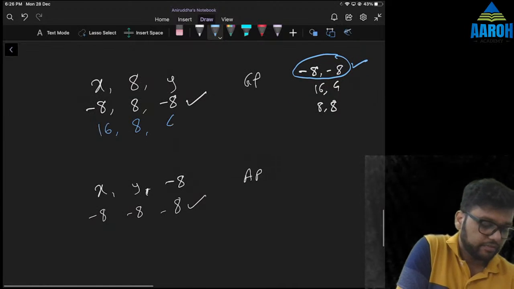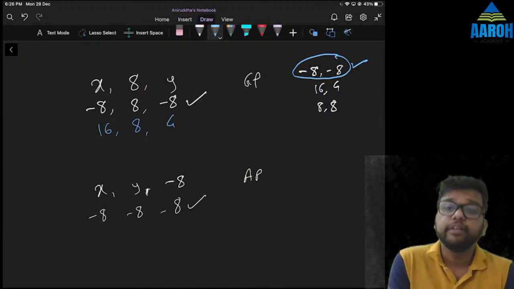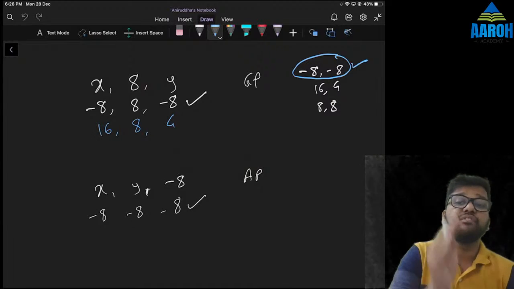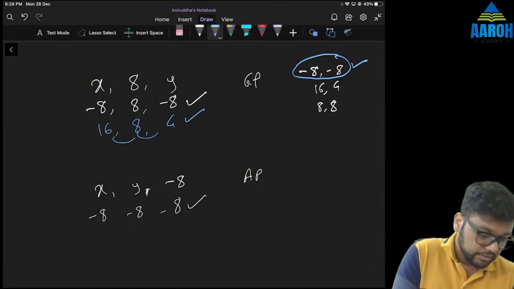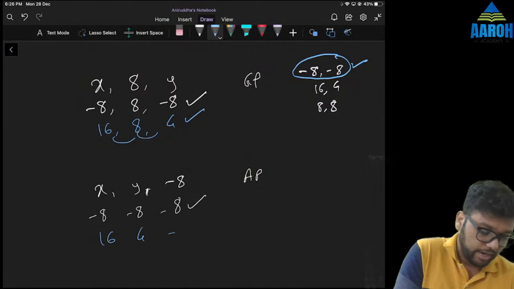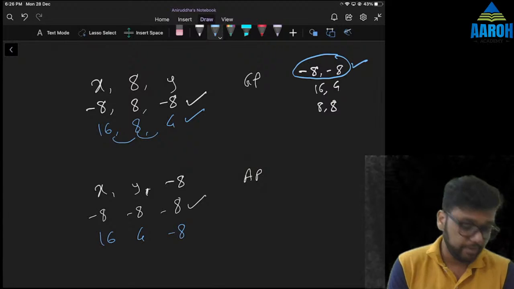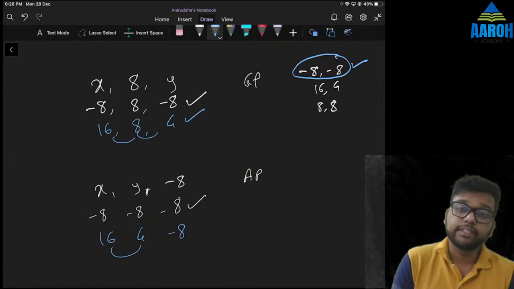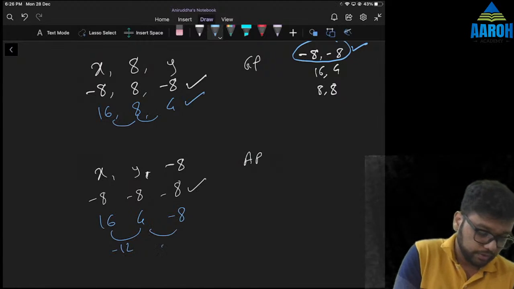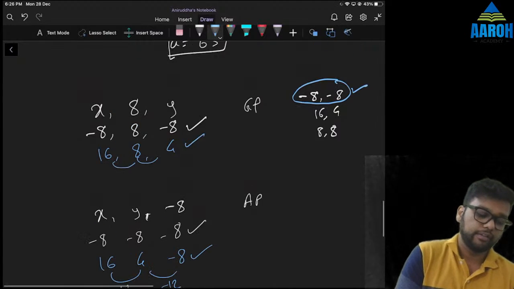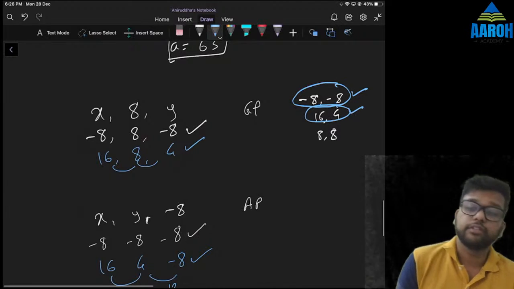16, 8, 4. Is this in GP? Yes, because it is becoming half half. Right? 1 by 2, 1 by 2. And 16, 4 and minus 8. Is it in AP? 4 minus 16 is how much? Minus 12. And minus 8 minus 4, that is also minus 12. So this is also correct. That means this is also correct option.